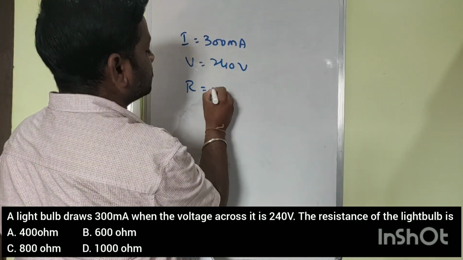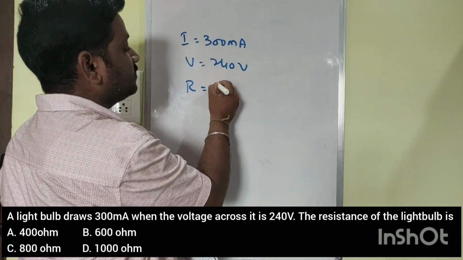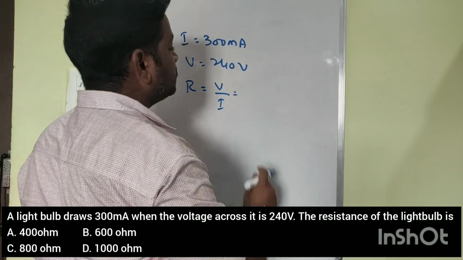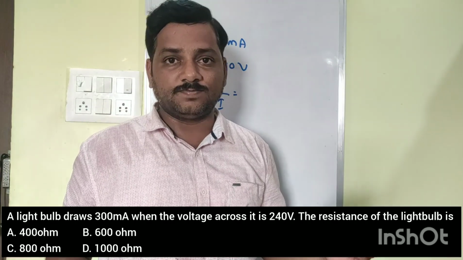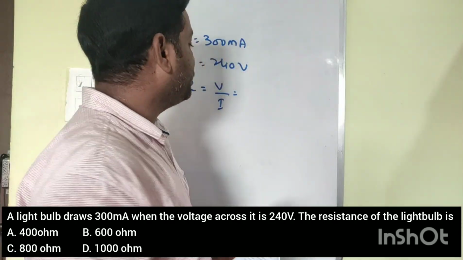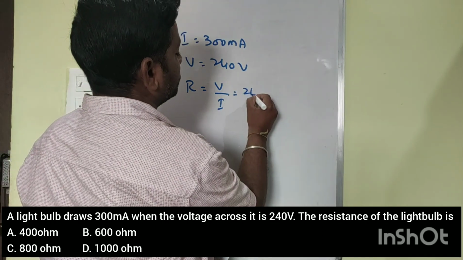So what is the resistance? A direct question is given. Resistance is V by I. In the exam, you may have to solve it without any calculators. That may be the point in some exams. So simplification is the key here.